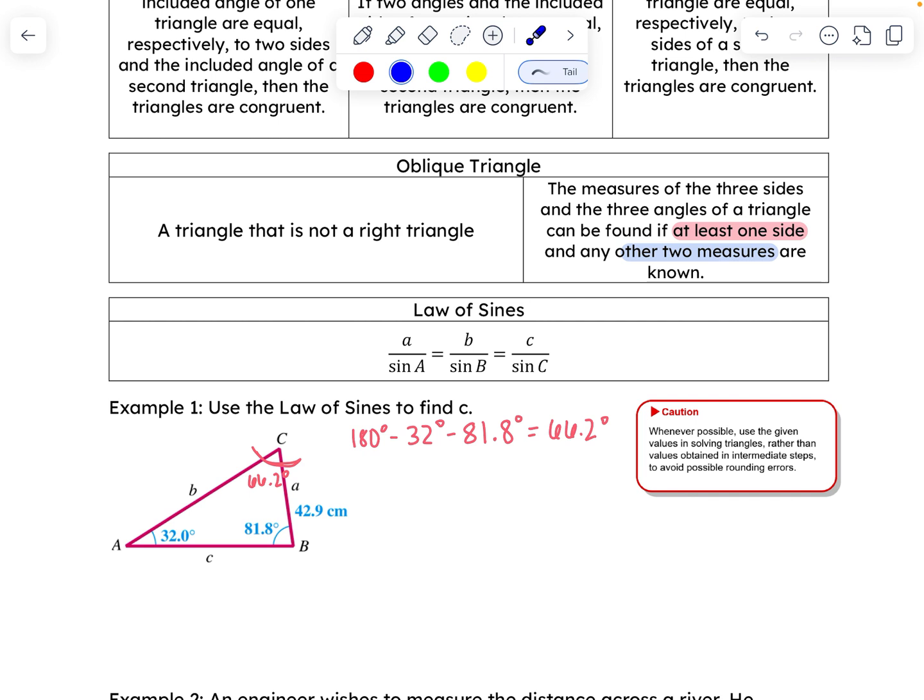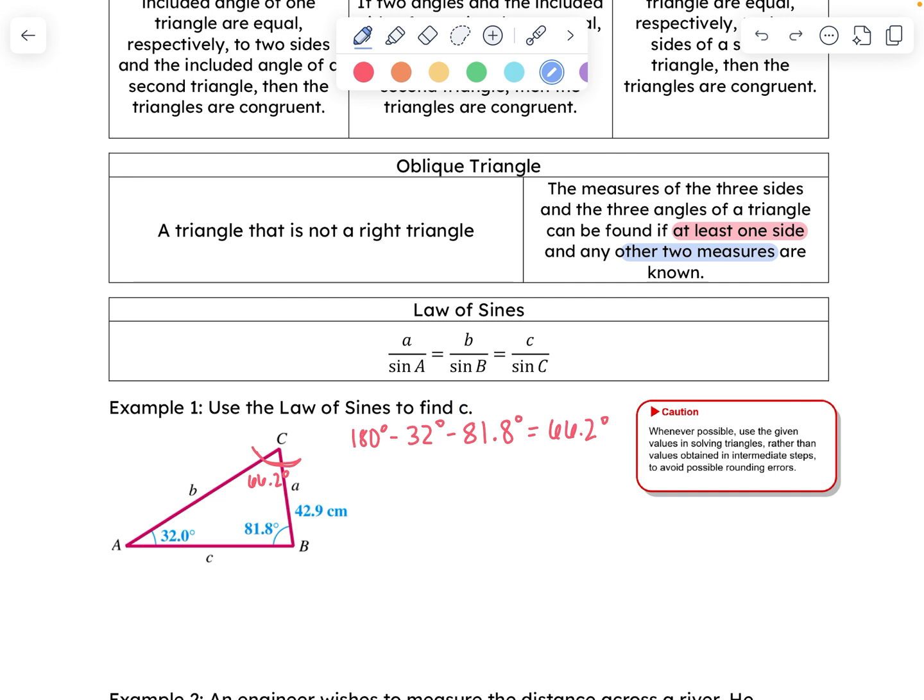So you can set up any two of these ratios together to help me solve any part of my triangle. I could just take these first two, or these last two, or I could take the A and C part and set those equal to each other as well. So I can set up this ratio and use it to solve for whatever part I'm trying to find. In this case, I am trying to find this side.